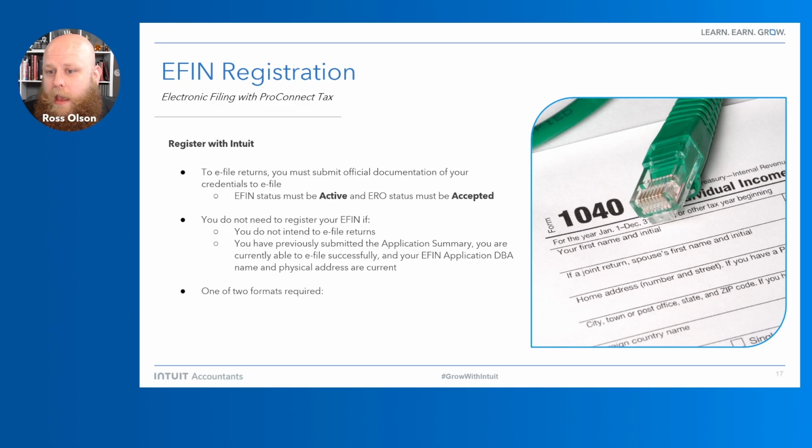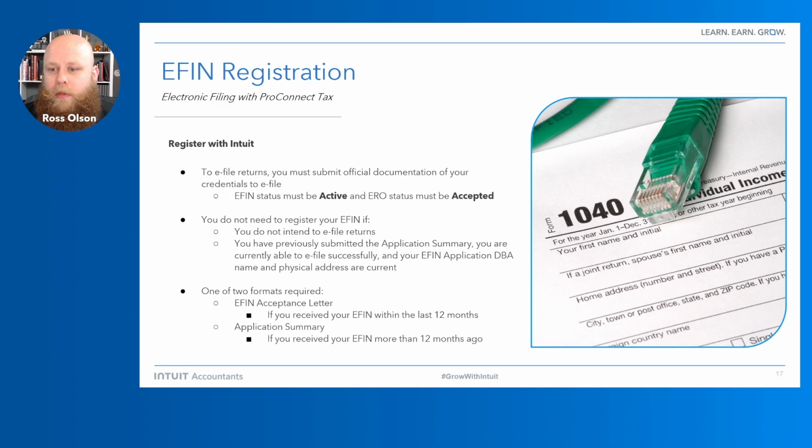Now, if you do need to change your firm name or address, now or in the future, you do need to submit that. Again, I'll talk more about that in just a moment. There are two different formats that you can use. You can use that EFIN acceptance letter. You'll get that letter in the mail, and it must be within the last 12 months. If you have that EFIN acceptance letter, you can submit that.